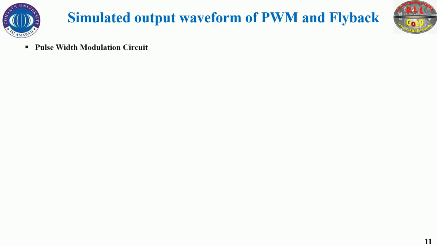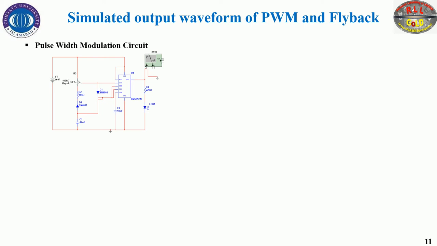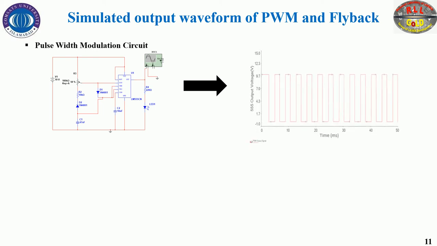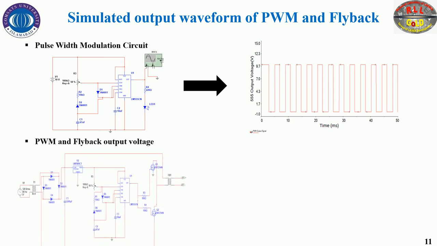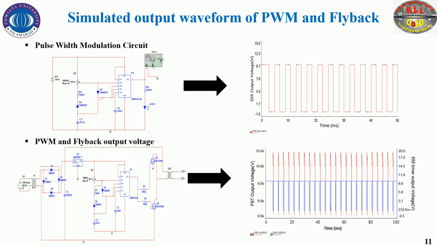This is the pulse width modulation circuit, which is used to create a pulse width modulation signal to run the flyback transformer in switching mode. This is the output voltage waveform of this PWM circuit. Then the PWM flyback output voltage is simulated, which shows this result. The blue one is the PWM signal, and the red one is the output voltage spark of the flyback transformer.